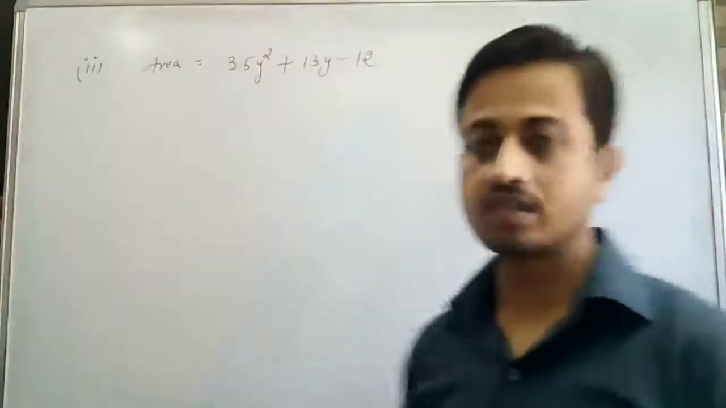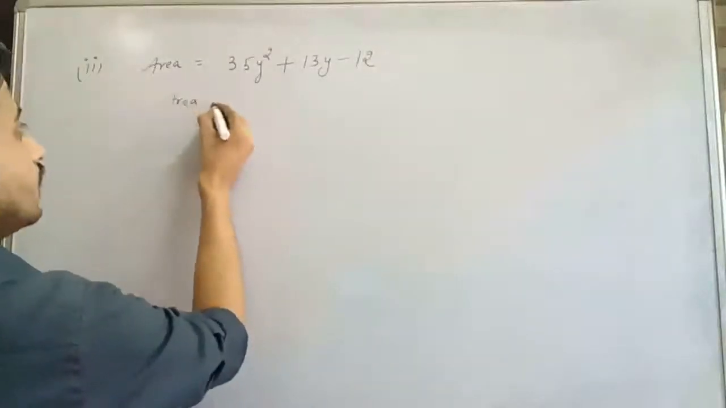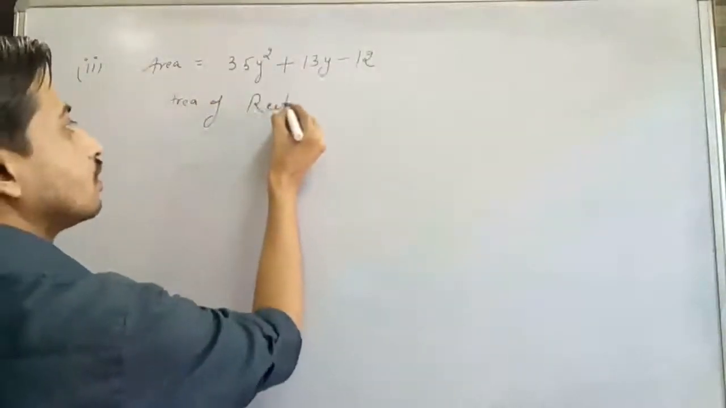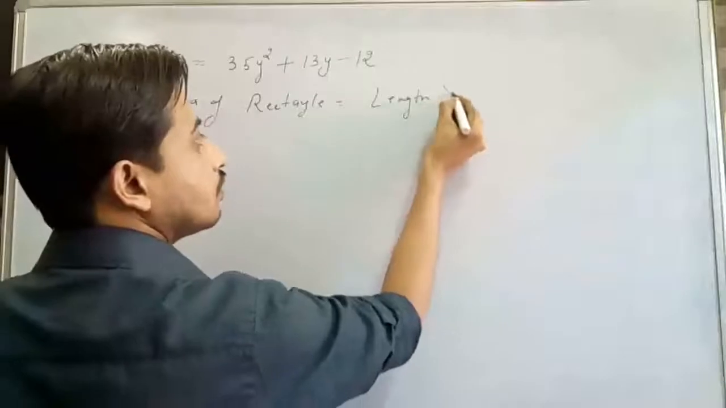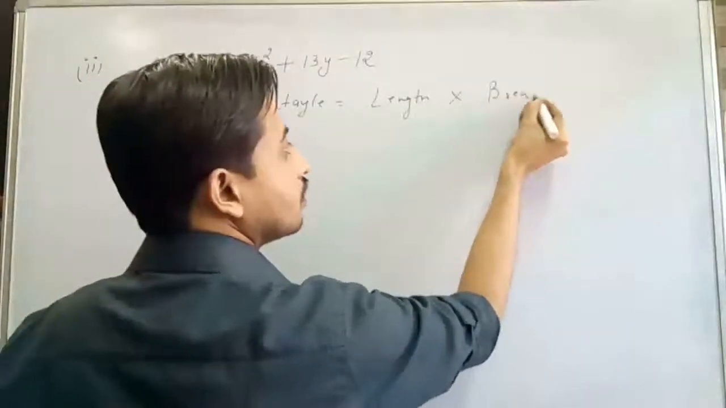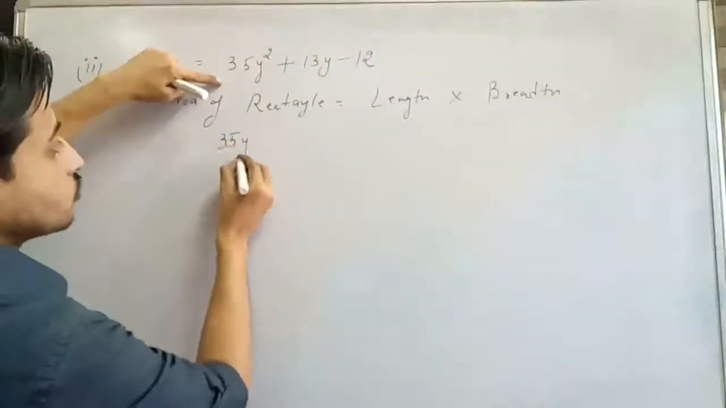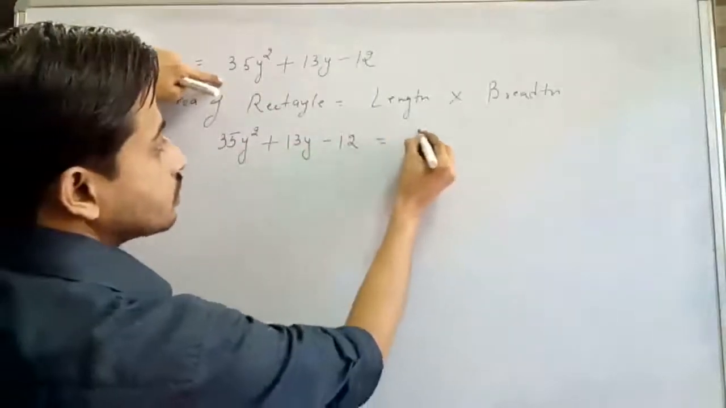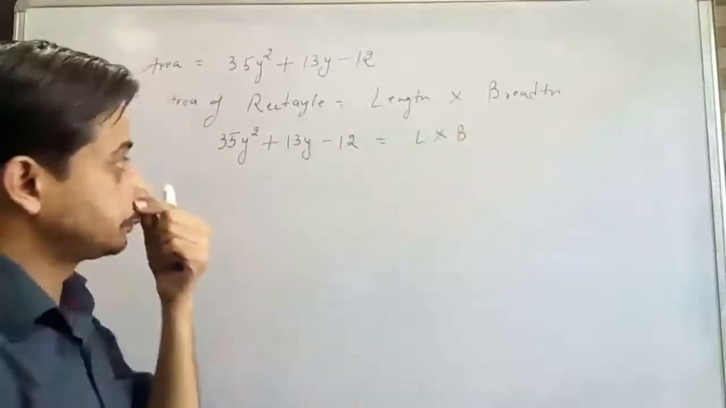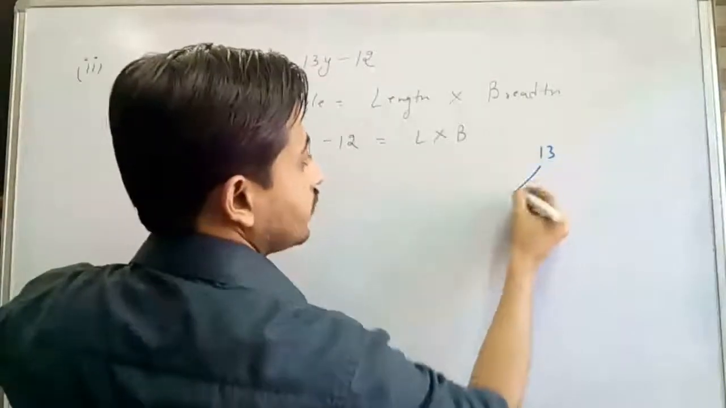Now look at the second part of the same question. All the steps are the same. What is the step? Area of a rectangle is length multiplied by breadth. So area is 35y square plus 13y minus 12, which is equal to length multiplied by breadth. It means we have to factor. Now the middle term is 13. We have to split it into parts.